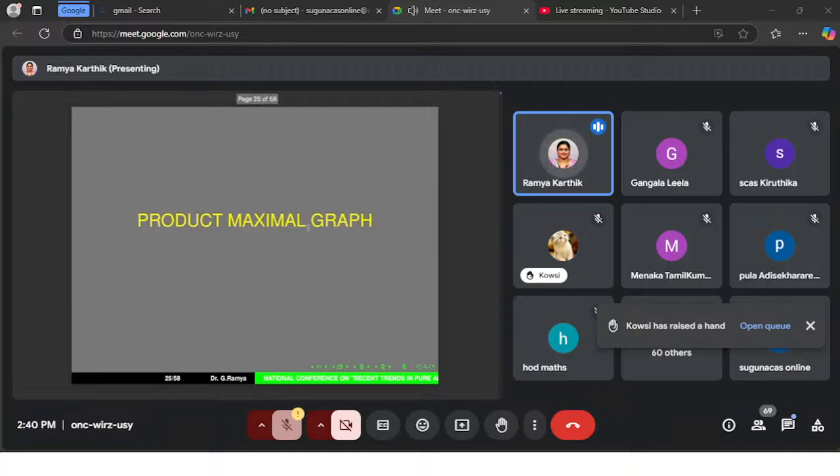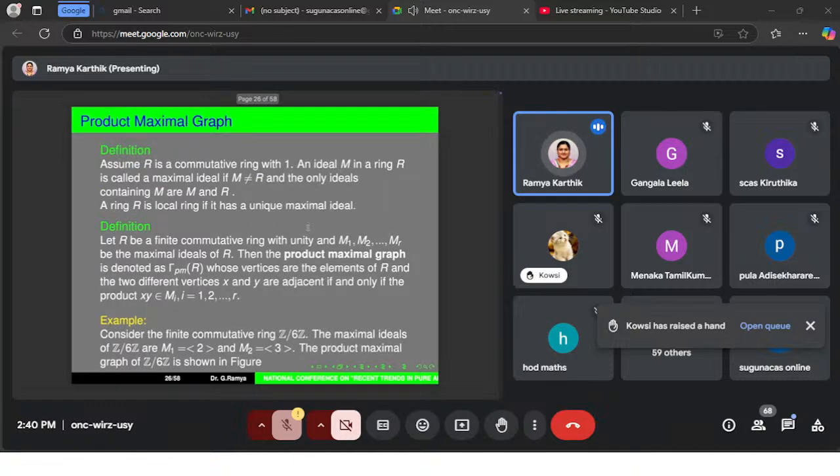Okay, and let's enter into the new topic called the product maximal graph. So here we have seen many graphs like the Cayley graph, coset graph, zero divisor graph, etc. Inspired by these graphs, we introduced a new concept in 2021, which focuses on different multiplicative behaviors in a ring. That graph is called the product maximal graph.